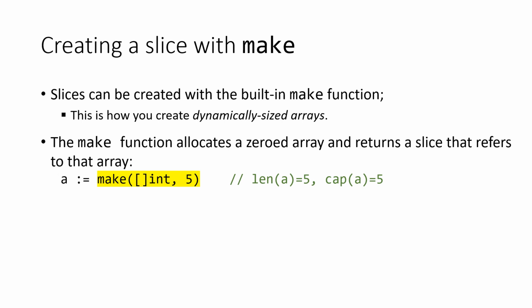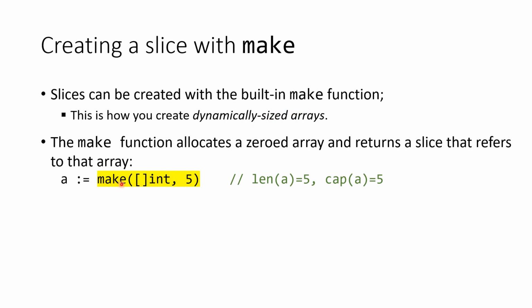In previous examples, we showed how to create a slice from an array whose size is unchanged. Now you will learn another way to create a slice, that is to use the built-in make function. This is also how you create dynamically sized arrays. Dynamically sized arrays are those whose size is not determined by a constant but can be determined by a variable.